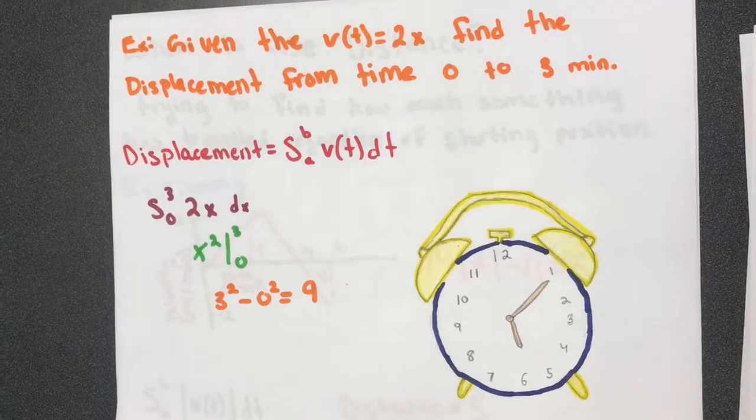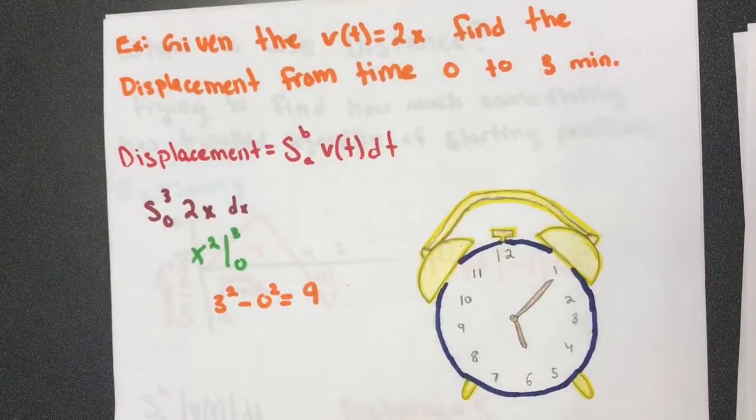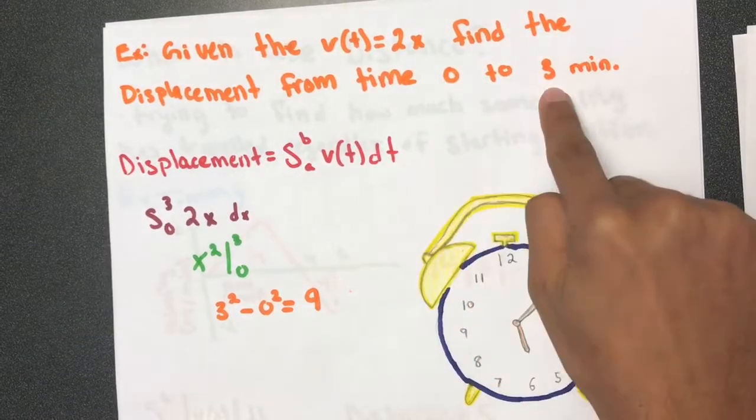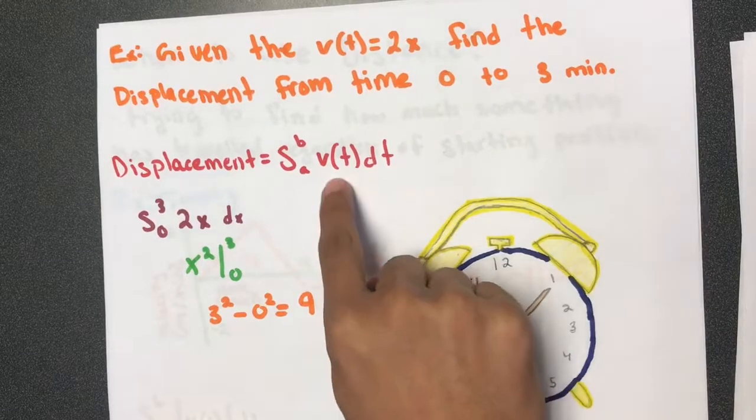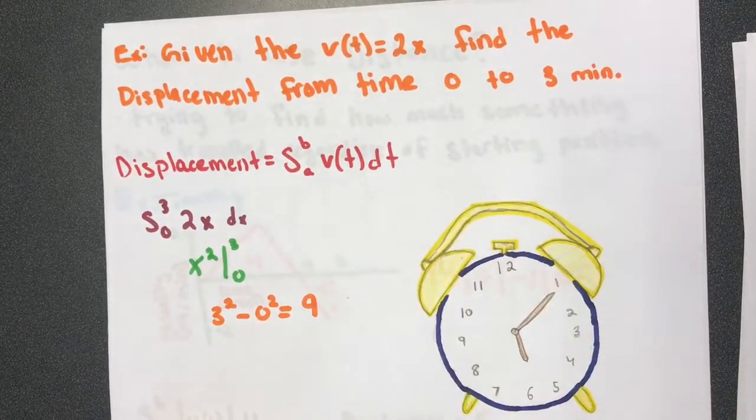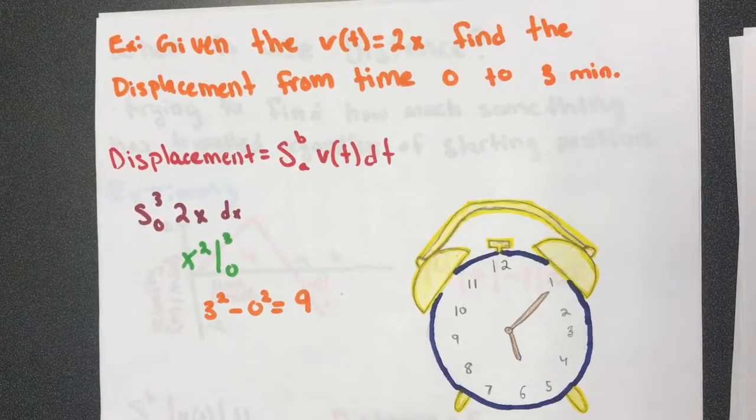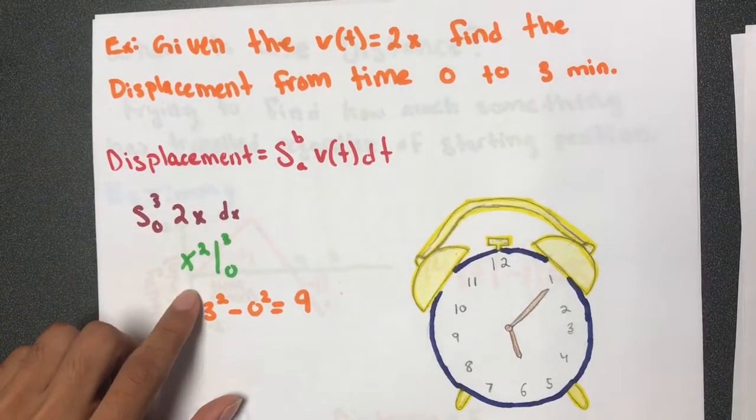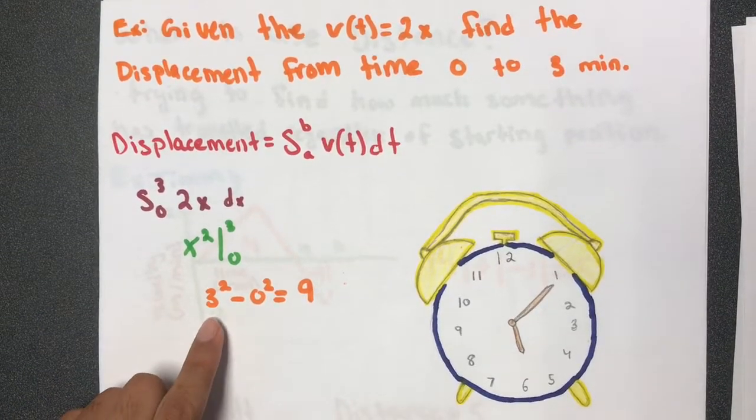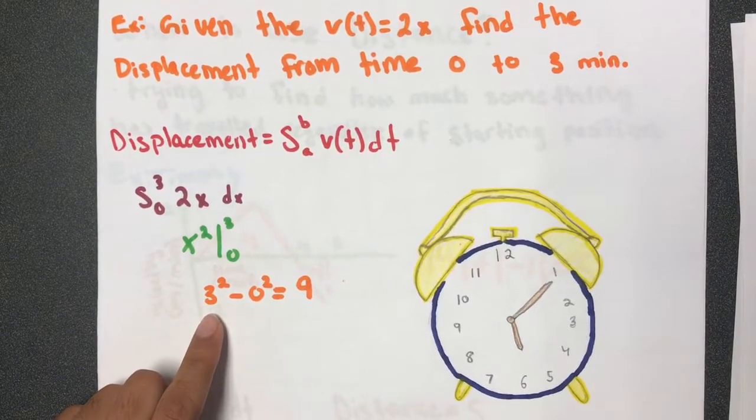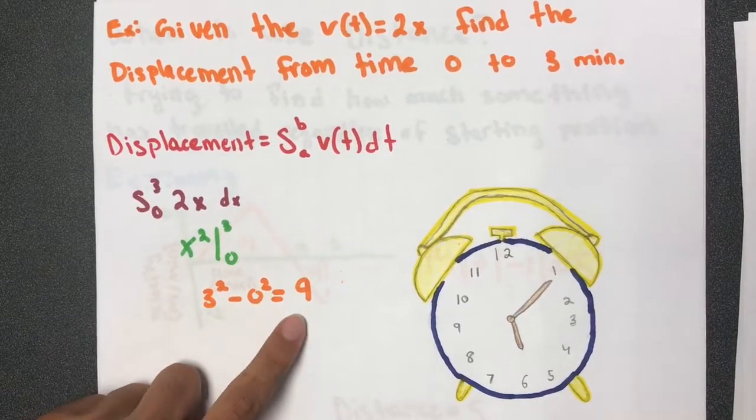Let's look at another example. Given the velocity function equals 2x, find the displacement from time 0 to 3. So we know that the displacement equation is the integral of velocity from A to B. We plug in our bounds and our velocity function. Then we take the antiderivative and get x squared. We plug them in to FTC, the fundamental theorem of calculus, and get 3 squared minus 0 squared equals 9.